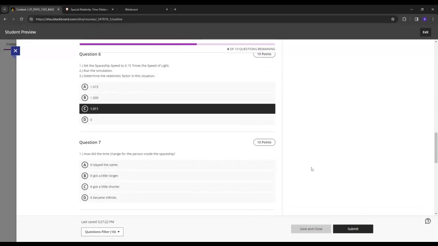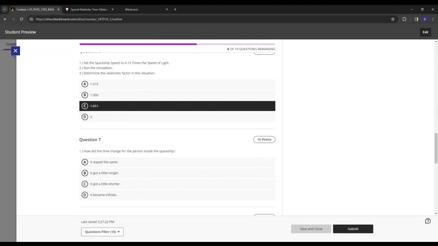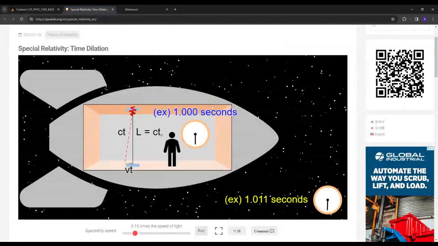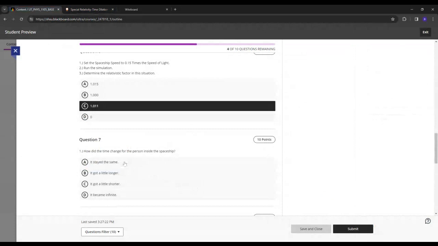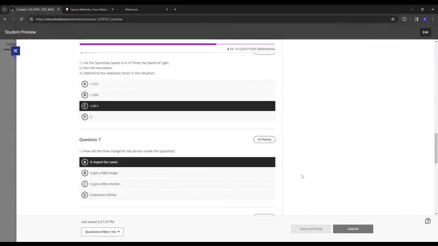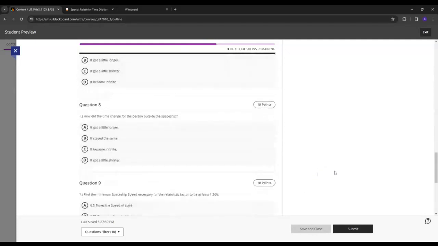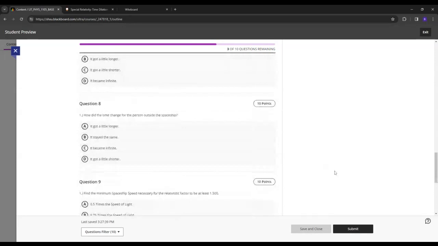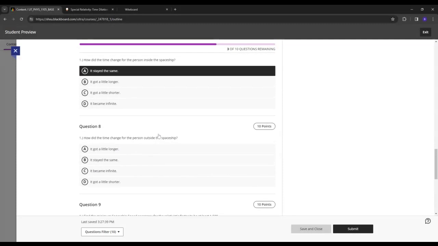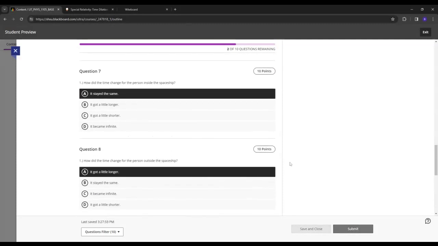So if we stack this on top of just the number 1, then we get that number back again. How did the time change for the person inside the spaceship? They saw 1 second earlier, they saw 1 second again, so it's the same. But for the person outside the spaceship, they saw 1 second, then they saw 1 second plus a little bit. So time got a little longer. Dilation, dilate means to stretch or to get bigger, right? So time dilated, and so we saw a bigger amount of time.